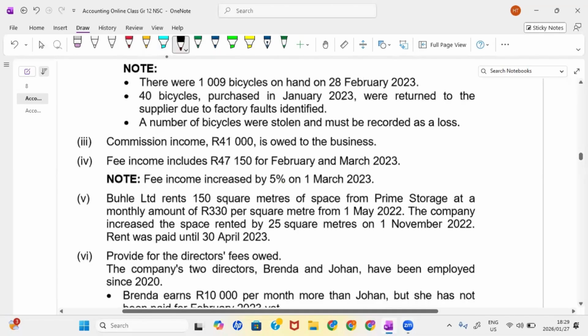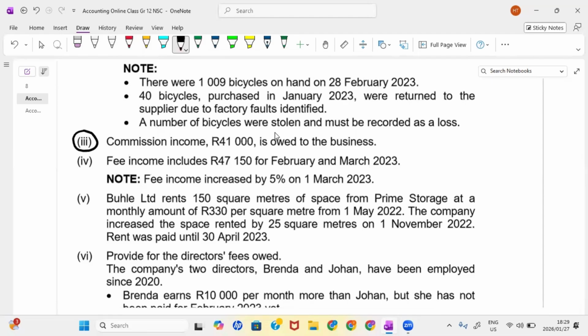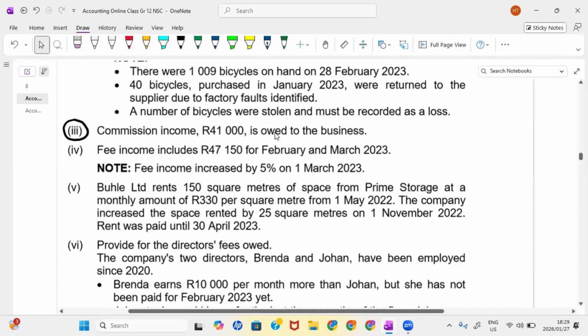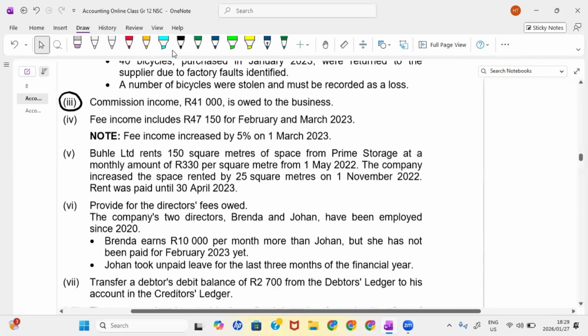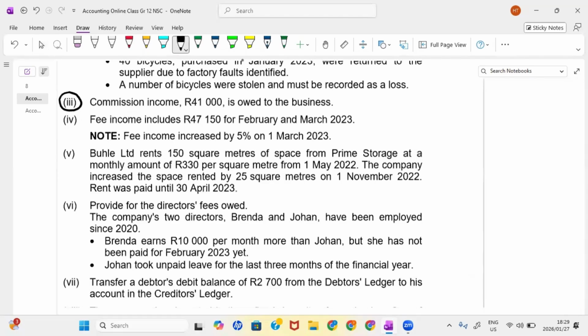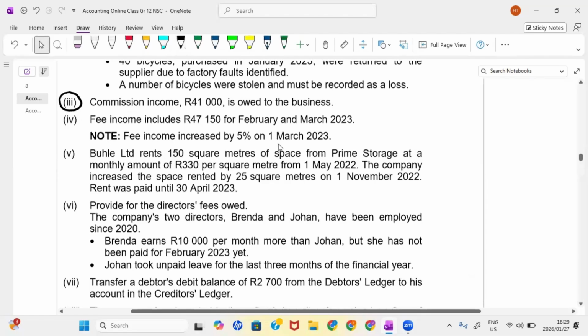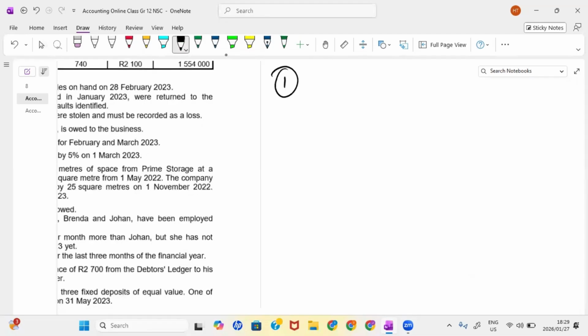Starting with this one here. It reads as follows: commission income, 41,000 rands, is owed to the business. So the first thing you ask yourself: do I have an income or do I have an expense? The item I'm dealing with, is it an income or an expense, right? That's the first thing.